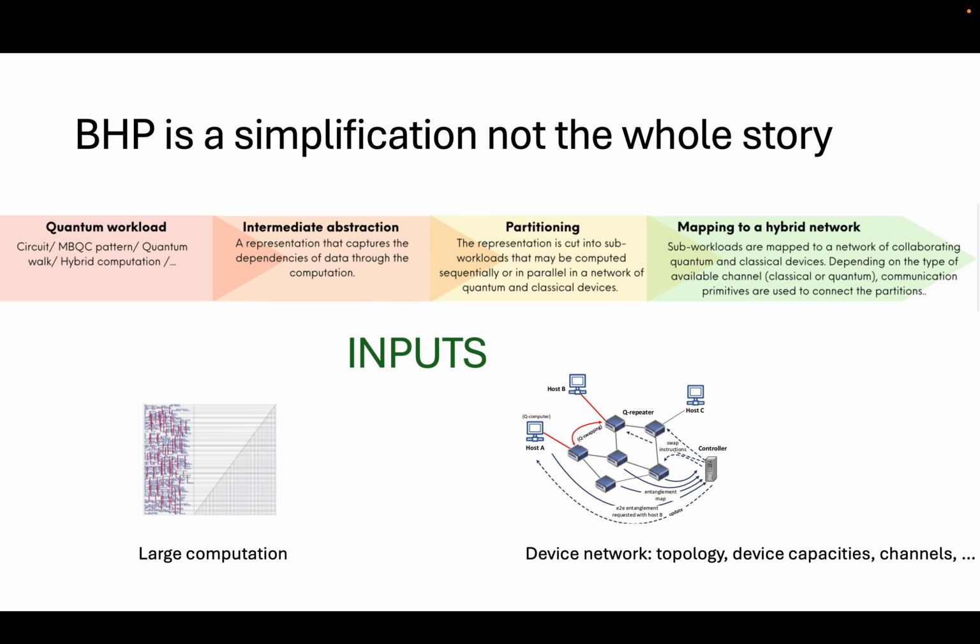Now, the balanced hypergraph partitioning problem, even though it's NP-hard, is still a simplification of the story. In reality, our input to the distributed quantum computing mapping problem is not only a large computation, but also the actual graph that represents the network that we're working with. This network will have devices that have different capacities, different bins that need to be filled. You cannot assign more qubits than a device can handle at a certain time point.